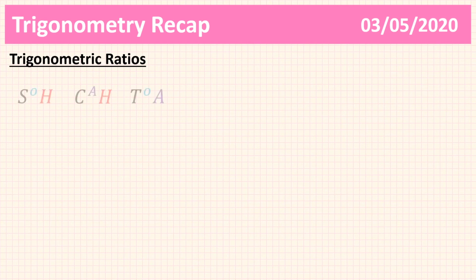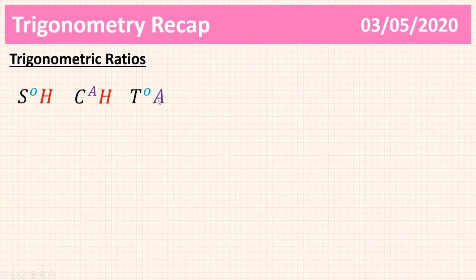We have a useful mnemonic to help you remember the ratios and the sides that they work with. So for example, this one is SOH CAH TOA. That's the mnemonic. SOH CAH TOA. So sine works with the opposite and the hypotenuse. Cosine, or cos, works with the adjacent and the hypotenuse. And tangent, or tan, works with the opposite and adjacent.